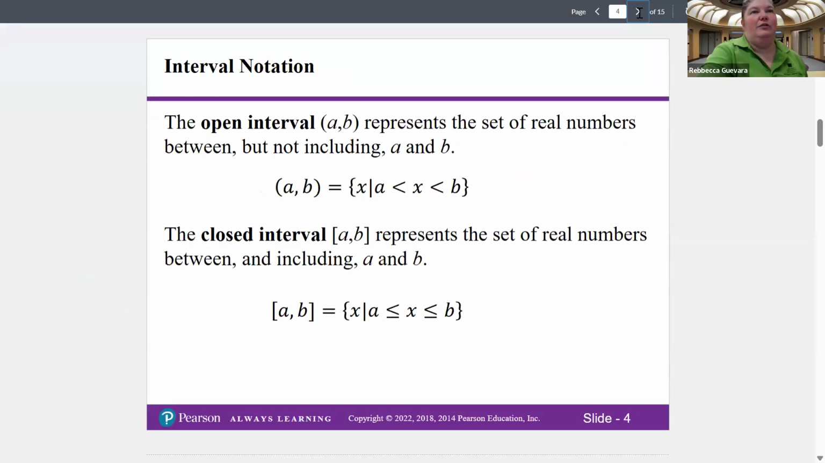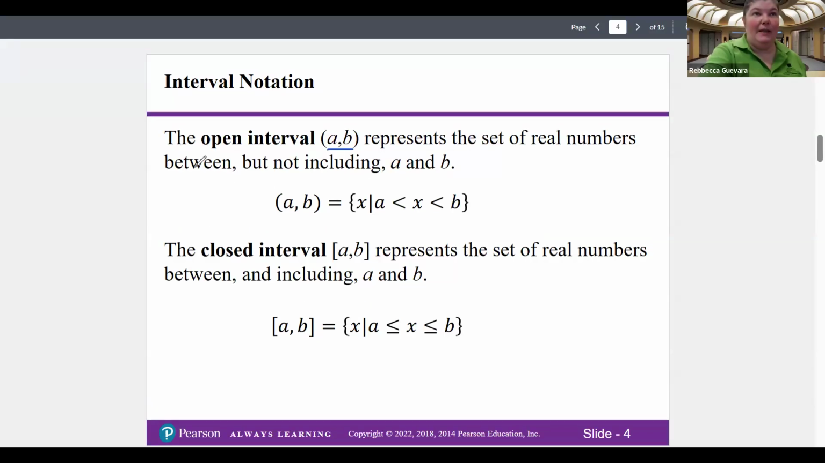So we need to do a little review of interval notation here. An open interval (a, b) represents a set of real numbers between, but not including, a and b. As a reminder, (a, b) represents all your x values such that x is greater than a and less than b. We call that an open interval. A closed interval is when we include the point on both sides. We would have bracket a, b, and this represents all your x values such that x is greater than or equal to a and less than or equal to b.